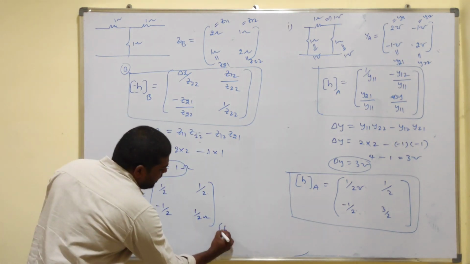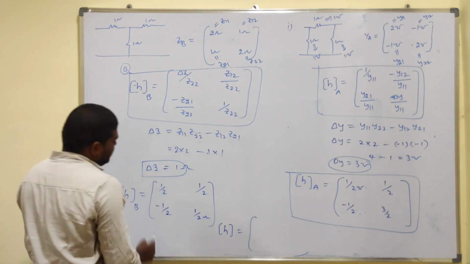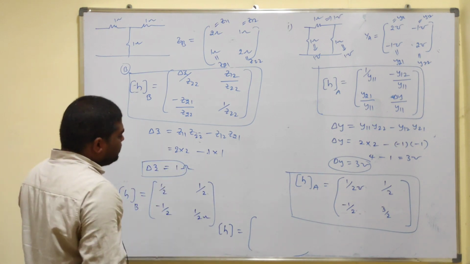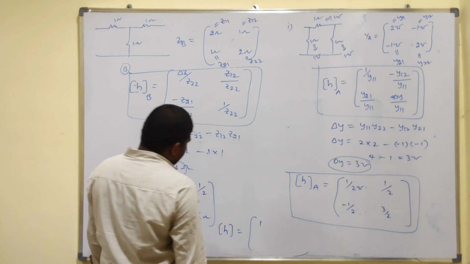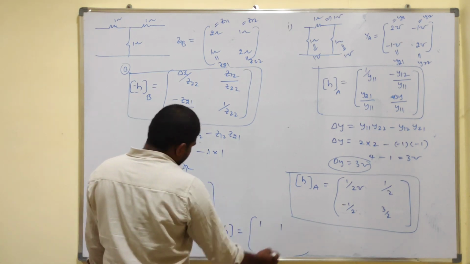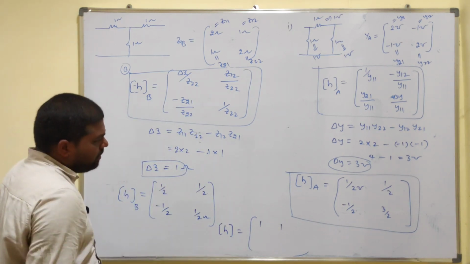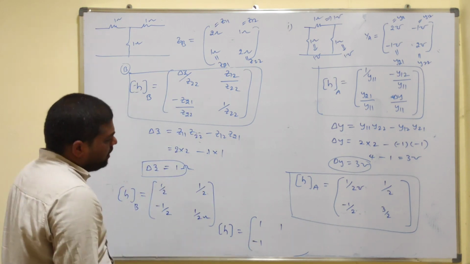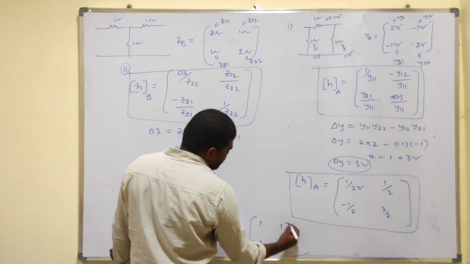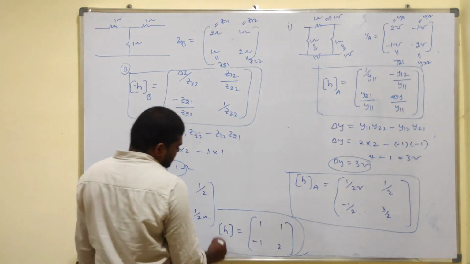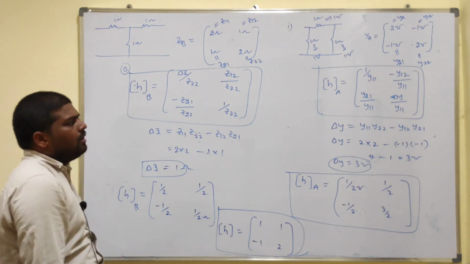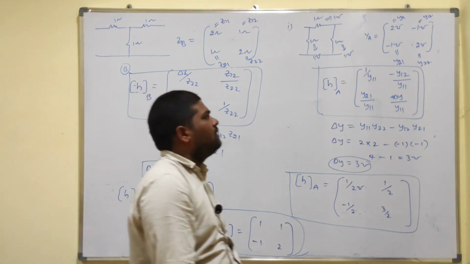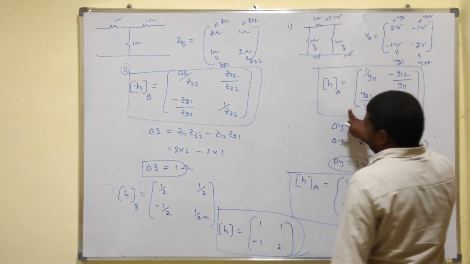So the resultant H matrix equals HA plus HB. So 1 by 2 and 1 by 2. How much will you get? 1 by 2 plus 1 by 2 is 1. And minus 1 by 2 minus 1 by 2 gives minus 1. Next, 1 by 2 plus 3 by 2, that is 4 by 2, which is 2. This is your H matrix. So this is one way. If you want to find the H parameters, this conversion formula is one way.